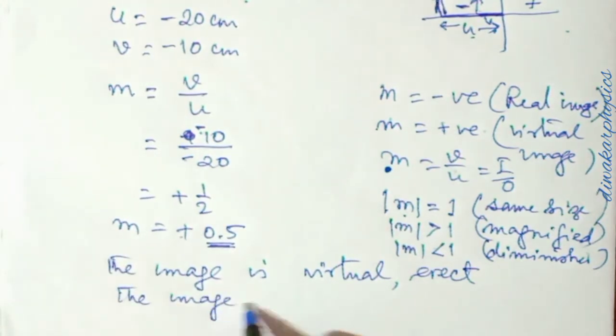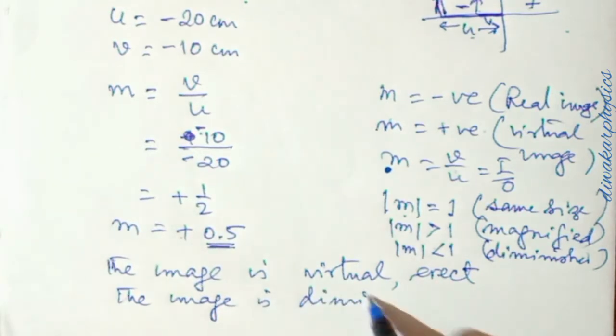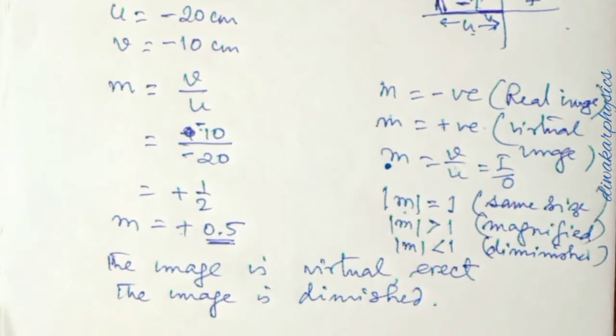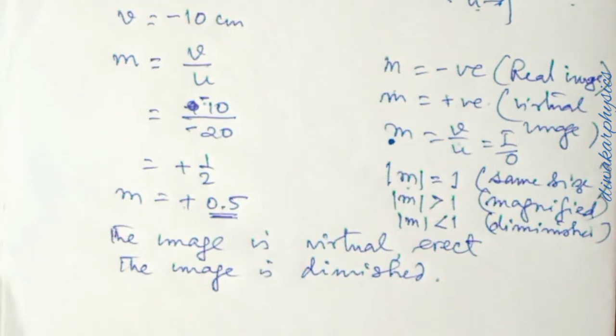They may ask you the size also, then you can write diminished. But in this question they have not asked the size, so I have done it for your revision. Next portion of the question is to find the focal length.